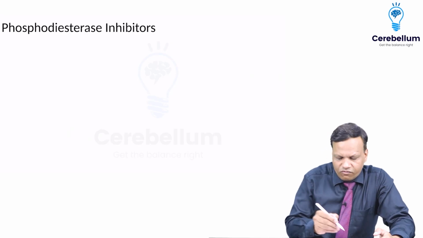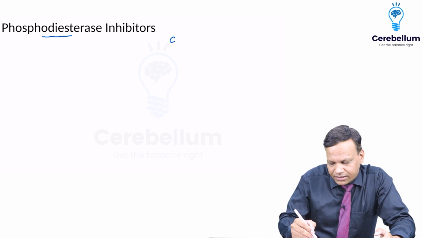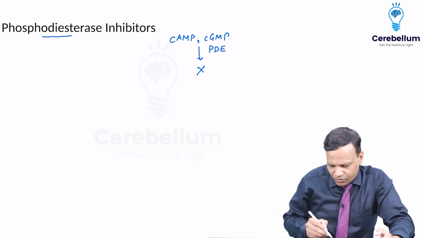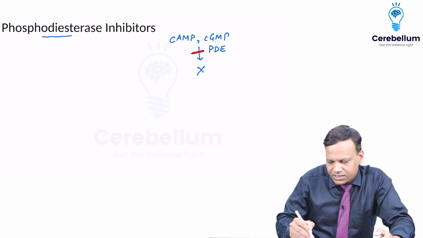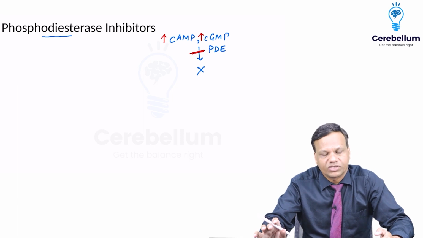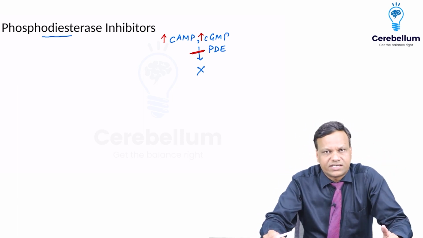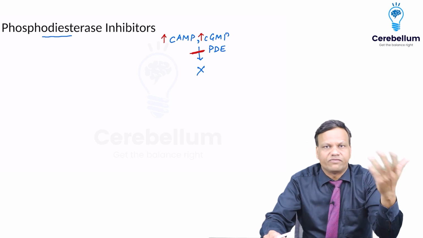So we all know phosphodiesterase is an enzyme which can break cyclic AMP and cyclic GMP. These are metabolized with the help of the phosphodiesterase enzyme. So if we inhibit this enzyme, there is an increase in the level of cyclic AMP or cyclic GMP. Now there are various isoforms of phosphodiesterase enzymes, and we have drugs inhibiting different forms.